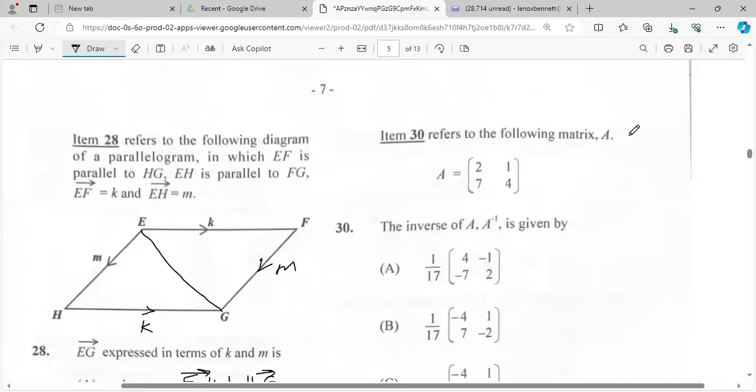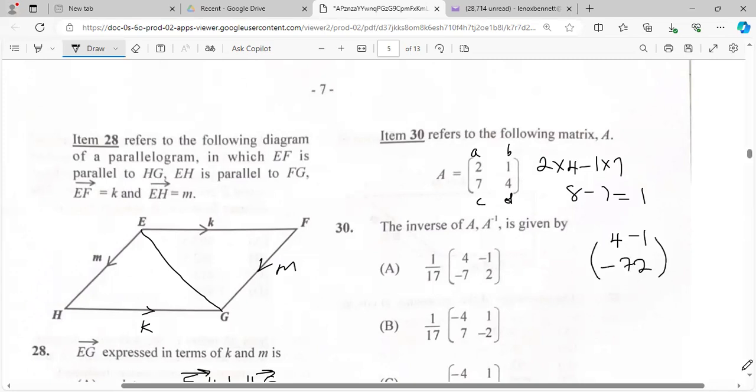Item 30 refers to the following matrix. The inverse of A, A to the power minus 1, is given by, so they wanted to find the inverse of this. Now, every matrix is in the form A, B, C, D. So all we do, we multiply A times D, so it's 2 times 4 minus 1 times 7 to find the determinant. So 2 times 4 is 8 minus 7, which is 1. So the determinant is 1. Alright, we swap the position of that. So 4 goes up there, so 2 goes there. So we change the sign of these, so that's negative 1, negative 7.